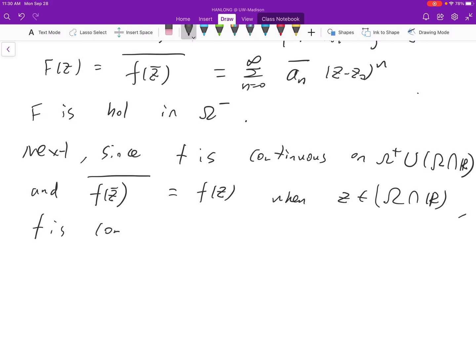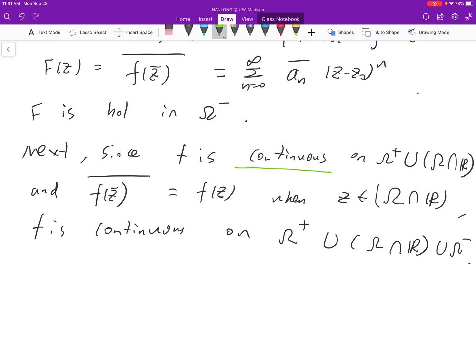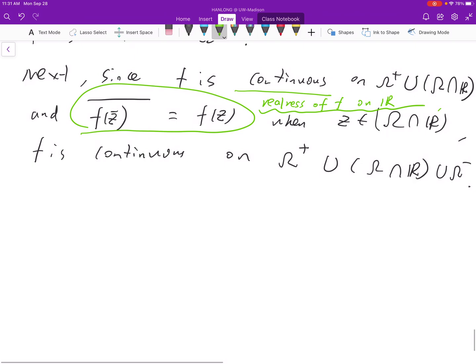F is continuous on the upper half domain union the real number line union the lower half plane. So I should say the continuity follows from the realness of f on the real number line. So it's crucial. The continuity is not trivial. But anyhow, we prove the Schwarz reflection principle.